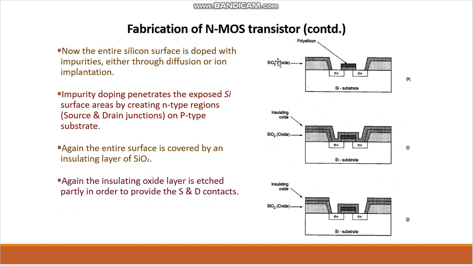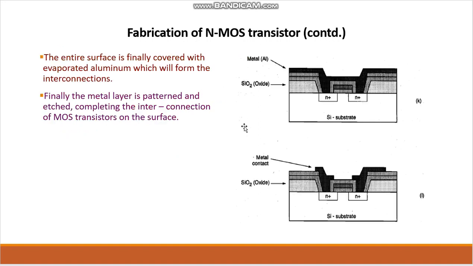Now if you talk about the continuous process, we can also go for diffusion, and after diffusion we need to go for the implantation. In the implantation we can see that the N plus insulating oxide layers are also etched partially to provide the S and D contacts, that is the source and drain contacts, which need to be done in figure J. And then lastly we can see that the entire surface is finally covered with evaporated aluminum, which will form the interconnections and the metal layers. We can deploy aluminum or any other metals, placed through that particular junction, just to make the connection of the source as well as the drain and the gate connections.